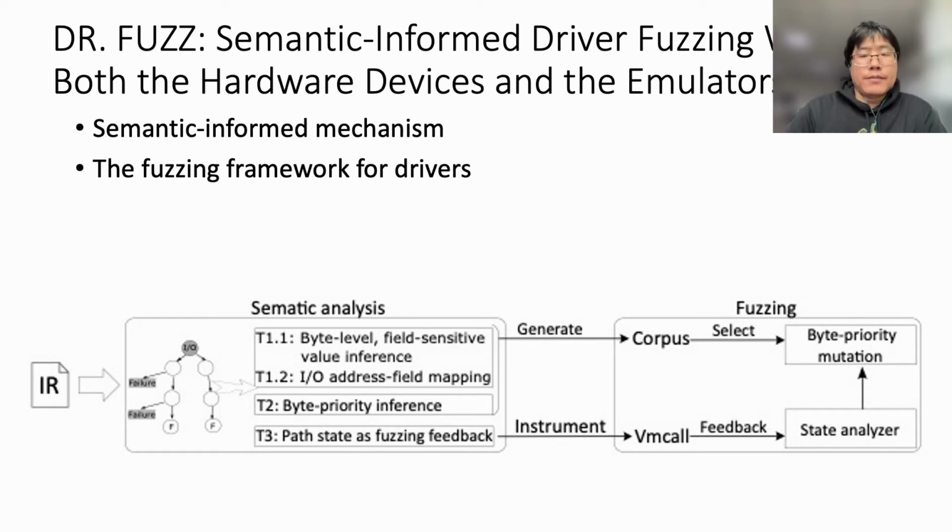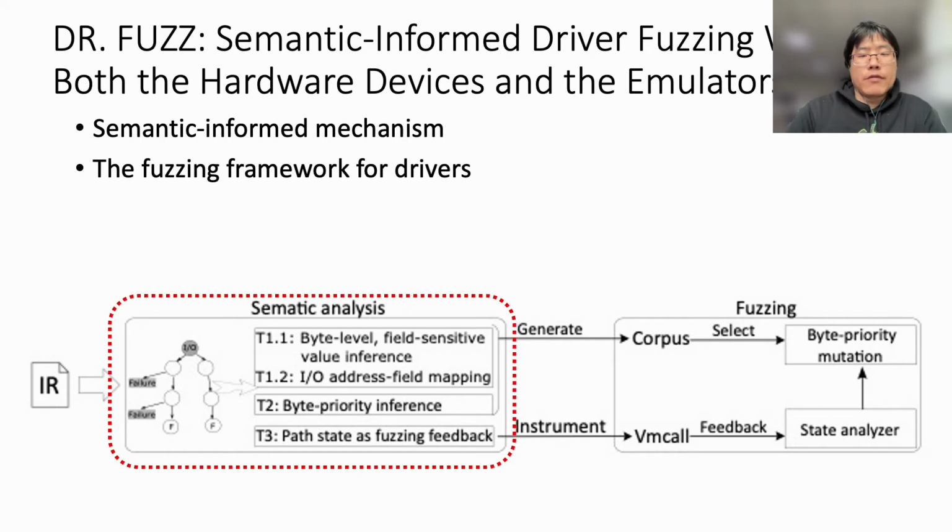So our basic idea is to use the semantic information from the driver's code to support device-free driver fuzzing. According to the basic idea, we propose FUZZ, which is a device-free driver semantic-informed fuzzing system. The whole system mainly consists of two parts. One is a semantic-informed mechanism, and the other is a fuzzing framework. The picture shows the components of FUZZ. The semantic-informed mechanism is the core of the entire system. It is because of the semantic-informed mechanism that we can solve the two previous challenges and do driver fuzzing without the hardware device.